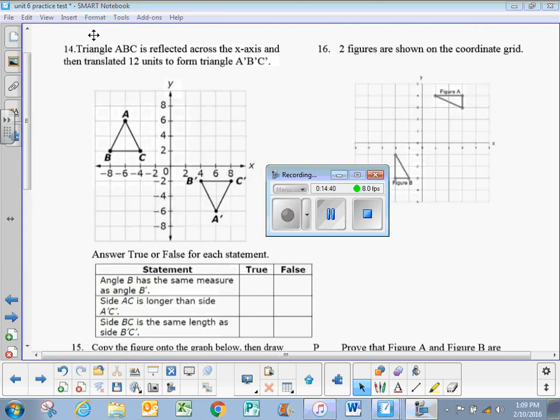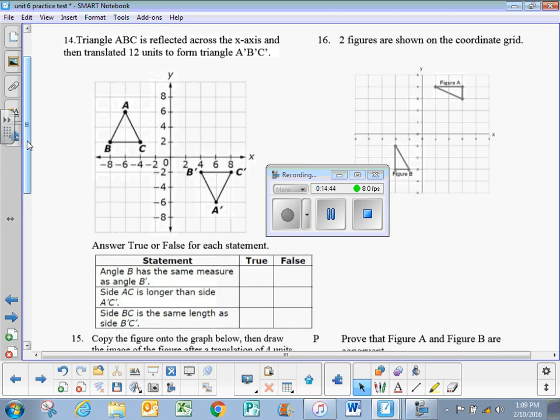Okay, number 14. By the way, these 3 problems will not be on the test. But these are problems you will see on the Smarter Balanced Assessment, so I thought they were really important to go over.